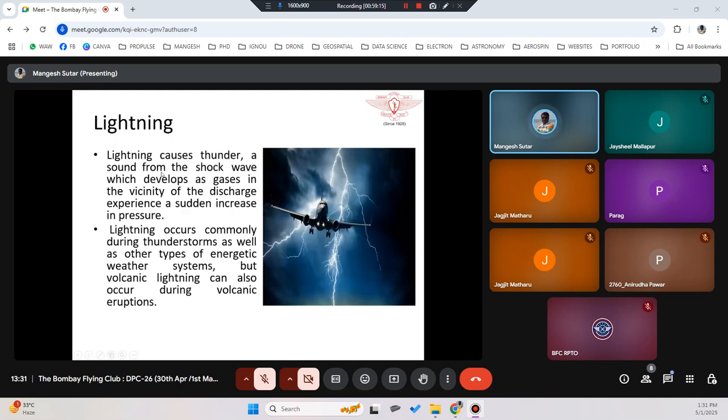Lightning causes thunder, a sound from shock waves which develop as gas in the vicinity of the discharge experiences a sudden increase in pressure. Lightning occurs commonly during thunderstorms as well as other types of energetic weather systems, but volcanic lightning can also occur during volcanic eruptions, especially in locations like Thailand. In those locations you will see volcanic eruptions happening. Volcanic lightning also occurs. Okay, so whenever the lightning is happening, you have to take care of your electronics. So a lot of electronics that are used in aeroplanes have some kind of protection from lightning and all. Okay.